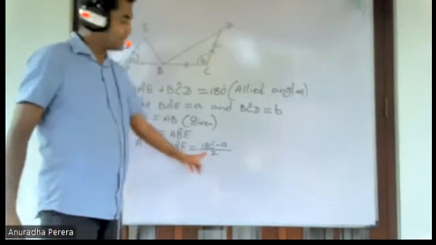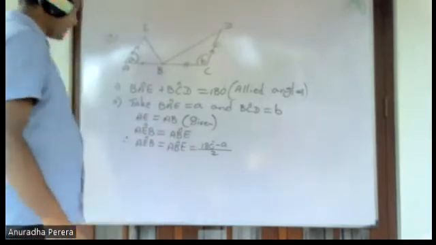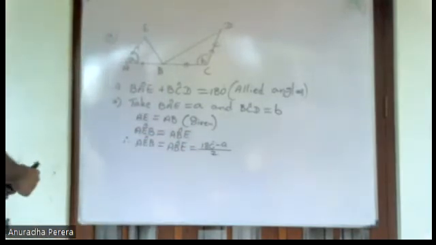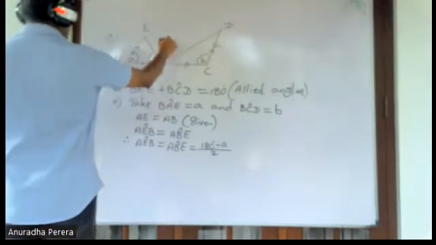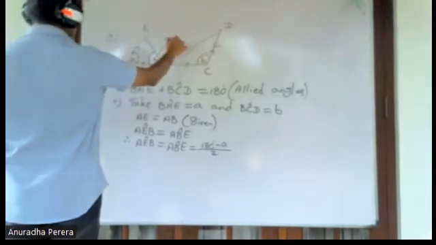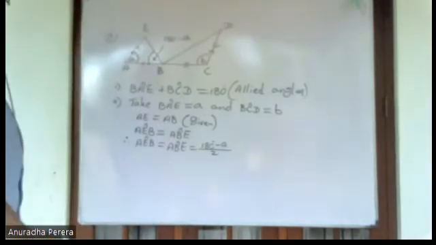I got it. AEB equals ABE, 180 minus A. Right? Then we know this one is 180 minus A. Right?